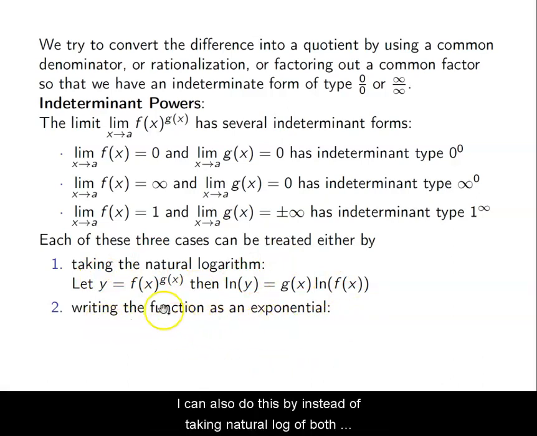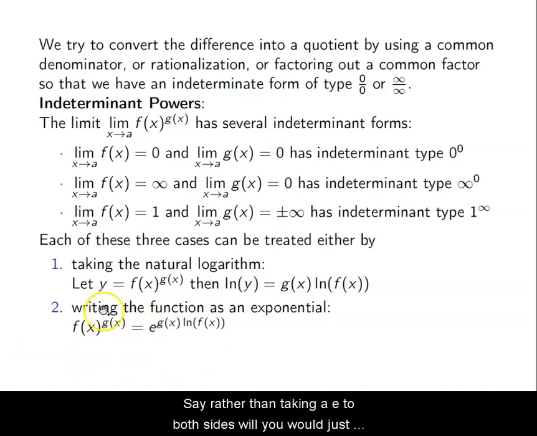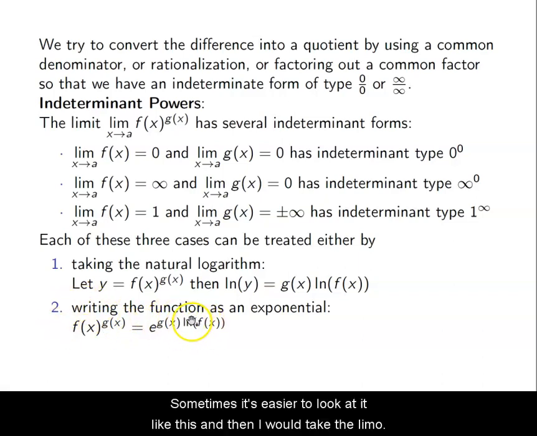I can also do this by, instead of taking the natural log of both sides, raising each side to the power of e. Rather than taking e to both sides, we would just manipulate this into an exponential form. So I'm taking e to the natural log of this function, because we know e and the natural log cancel out to be f of x to the g of x. And then the power rule of natural log makes me bring the g of x down here in this exponent position. So sometimes it's easier to look at it like this, and then I would take the limit of this to whatever value.